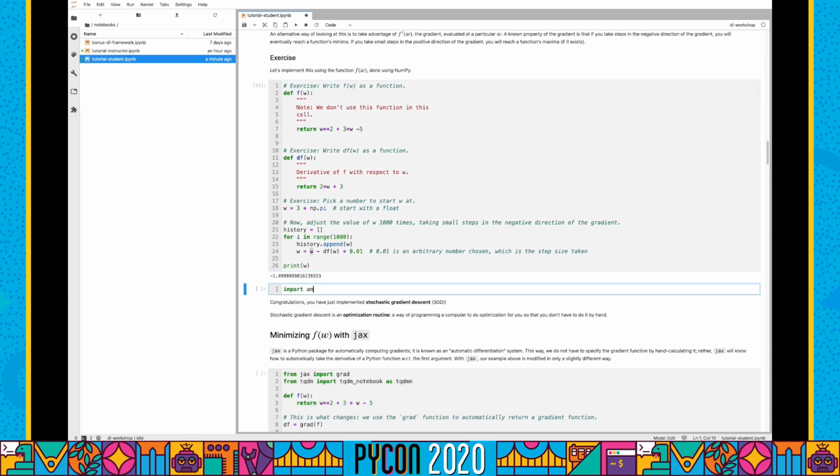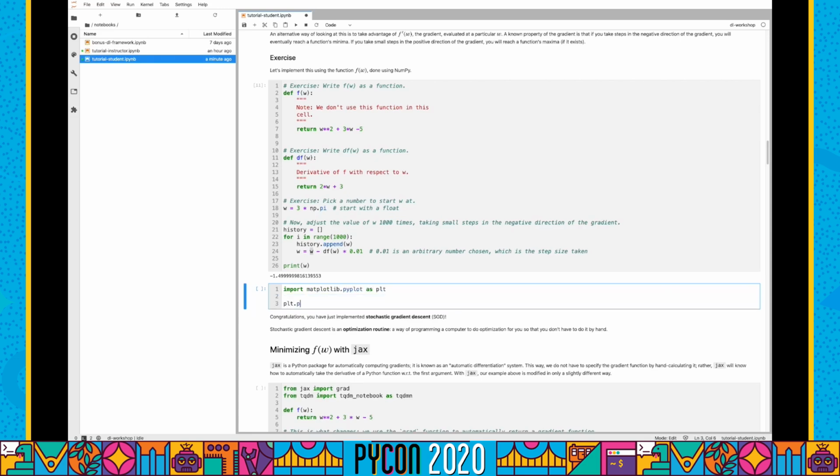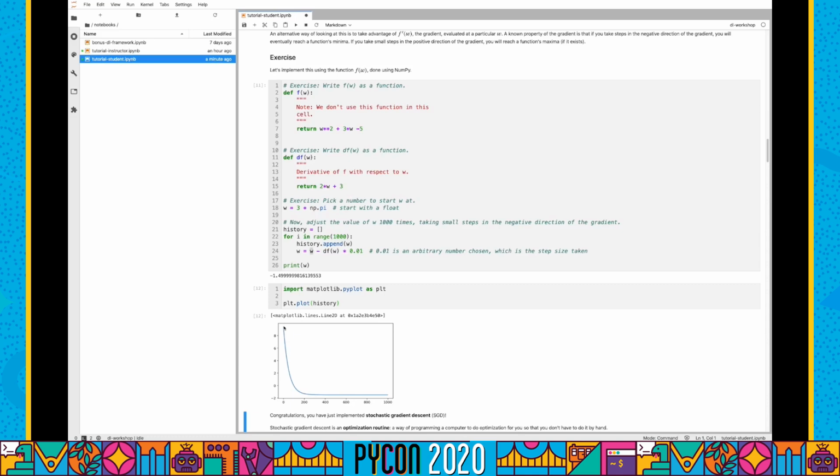Import matplotlib.pyplot as plt. plt.plot(history). And if we run that cell, you'll see we have gradually started from 3 times the value of pi to the actual value, negative 1.5.